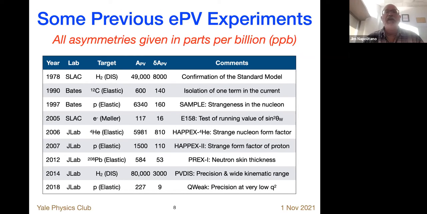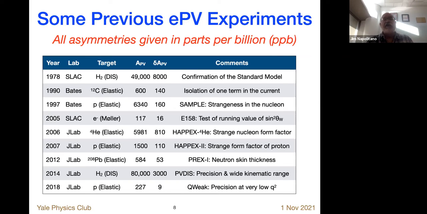The first electron scattering parity violation experiment that was successful was at SLAC in 1978. This was a real big deal. I imagine Keith remembers this too. I was a brand new graduate student when this experiment was released.